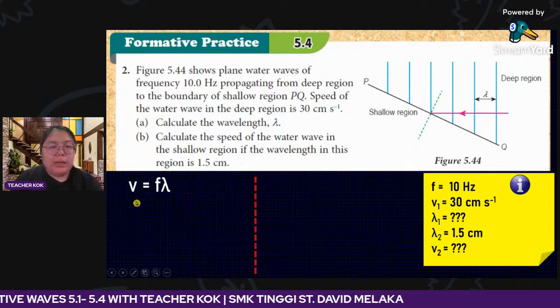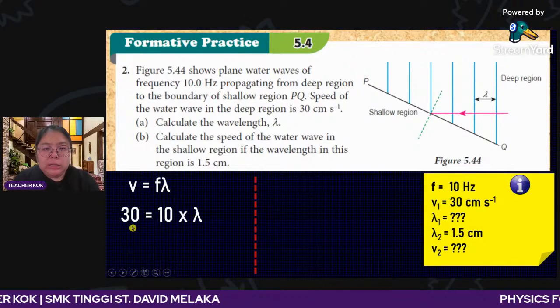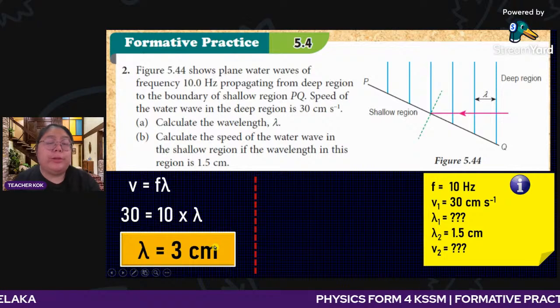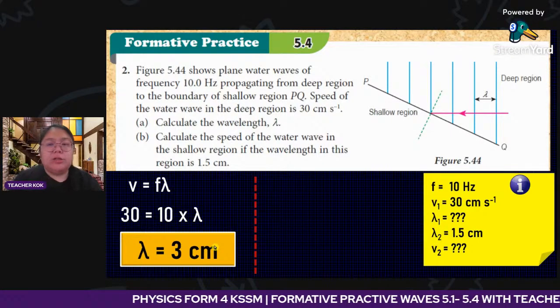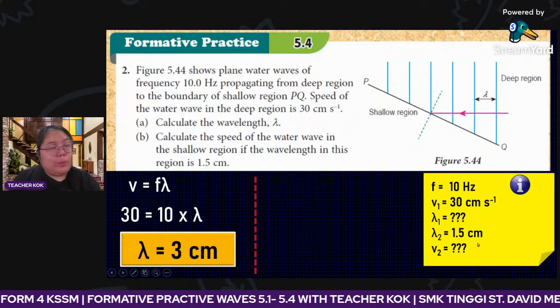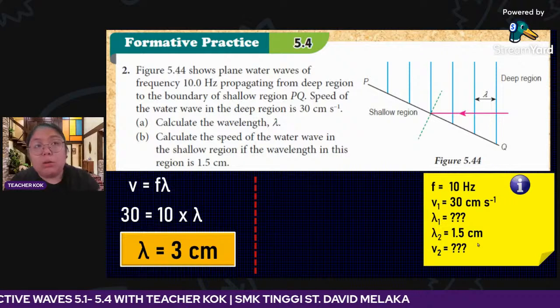Okay, we just apply v equals f lambda. v is 30, then the frequency is 10. So lambda, we get it. The answer is 3 cm. Okay, at the deep region it is 3 cm. So we compare. Deep region 3 cm, then the shallow region 1.5. So logically, in the deep area, the wavelength must be longer.